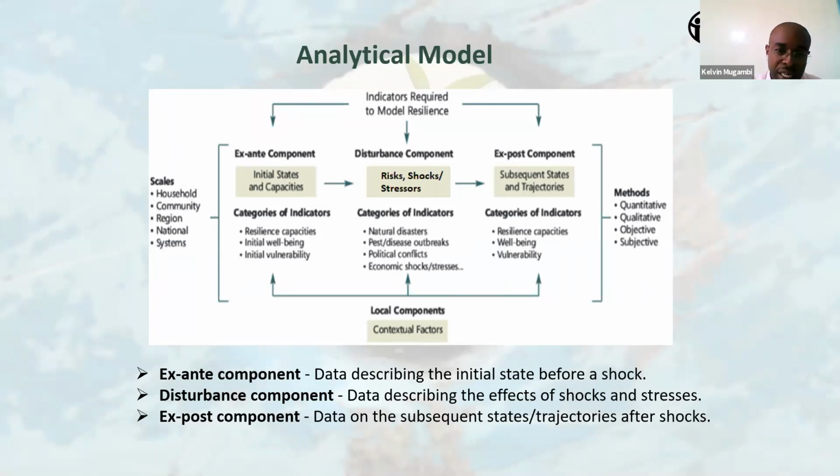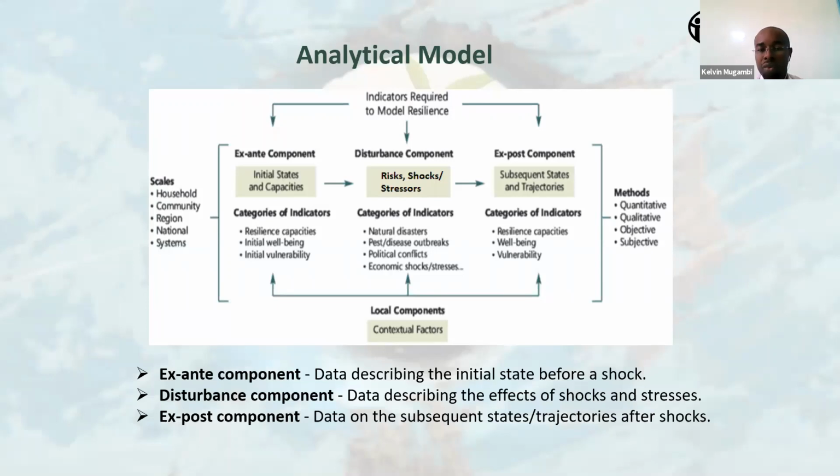From these indicators, the second component is the disturbance component. Here we look at the risks, shocks, and stresses. This data that describes the risk, shocks, and stresses has a category of indicators that we can look at, and this includes the natural disasters, the disease and pest outbreaks.